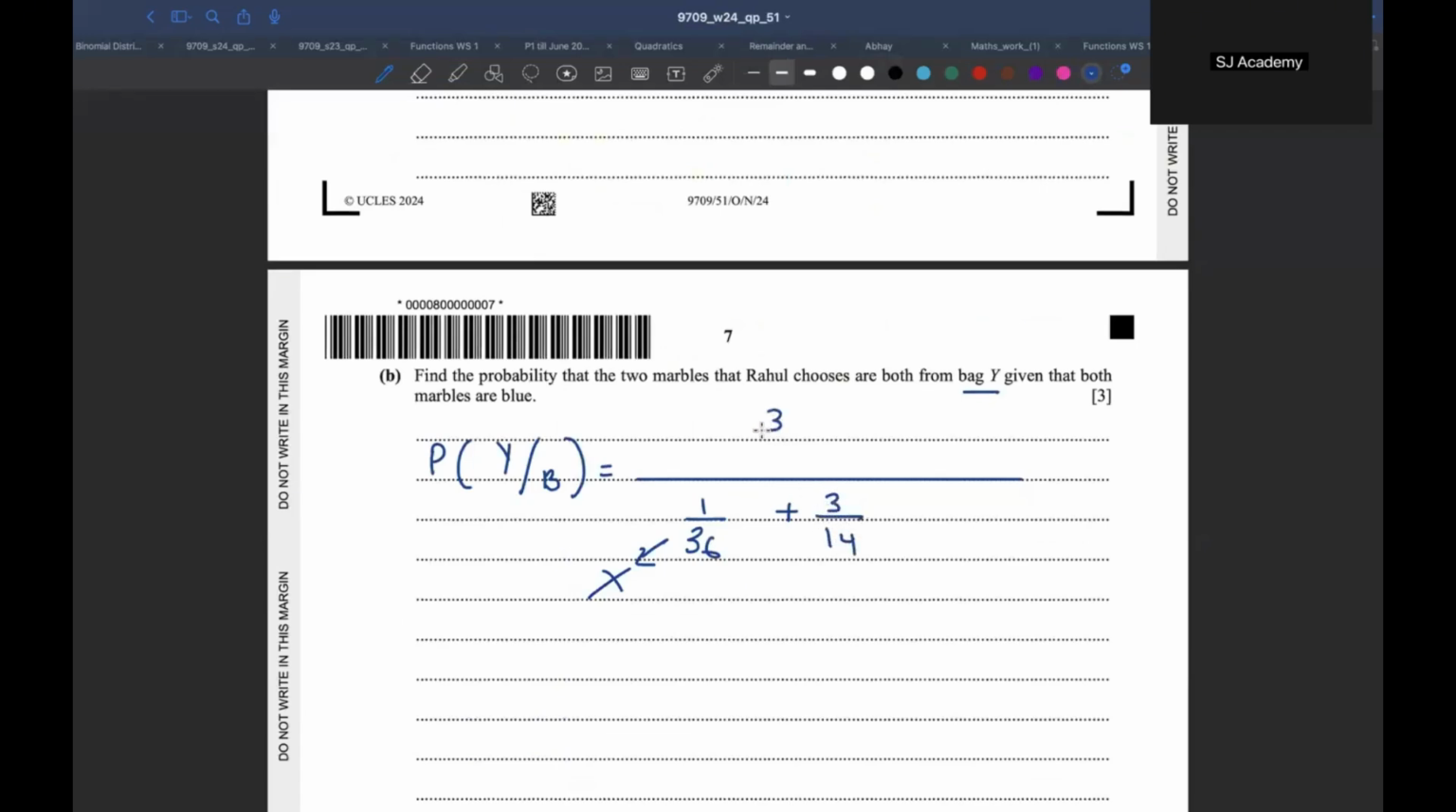And then this 3 upon 14 will be in the numerator as well. All right. When you put this in your calculator, the final answer will become what? That will be 54 over 61. And that's it.